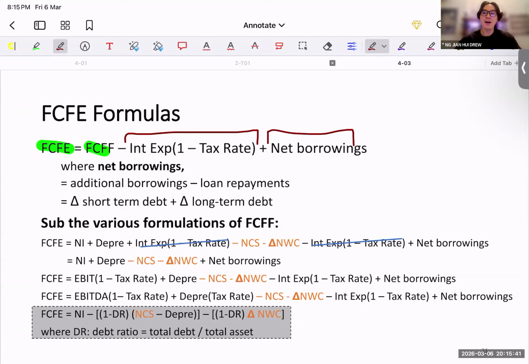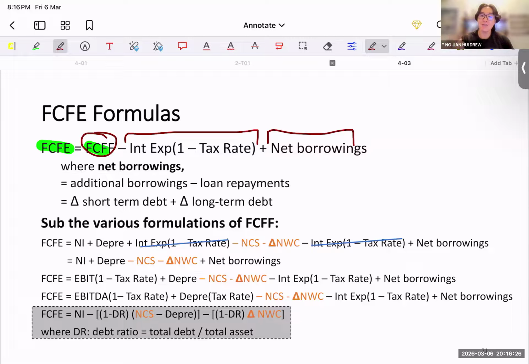So just recall the first question I asked during class. The difference between the FCFE and FCFF is that our FCFE is only to the equity holders, meaning that we need to account for the cash flows relating to debt. So if we start off with our FCFF, then we need to remove the interest expense, because this is a cash flow that is affecting our debt, which will affect our equity holders, as well as any cash flow from borrowings. And we call it net borrowings.